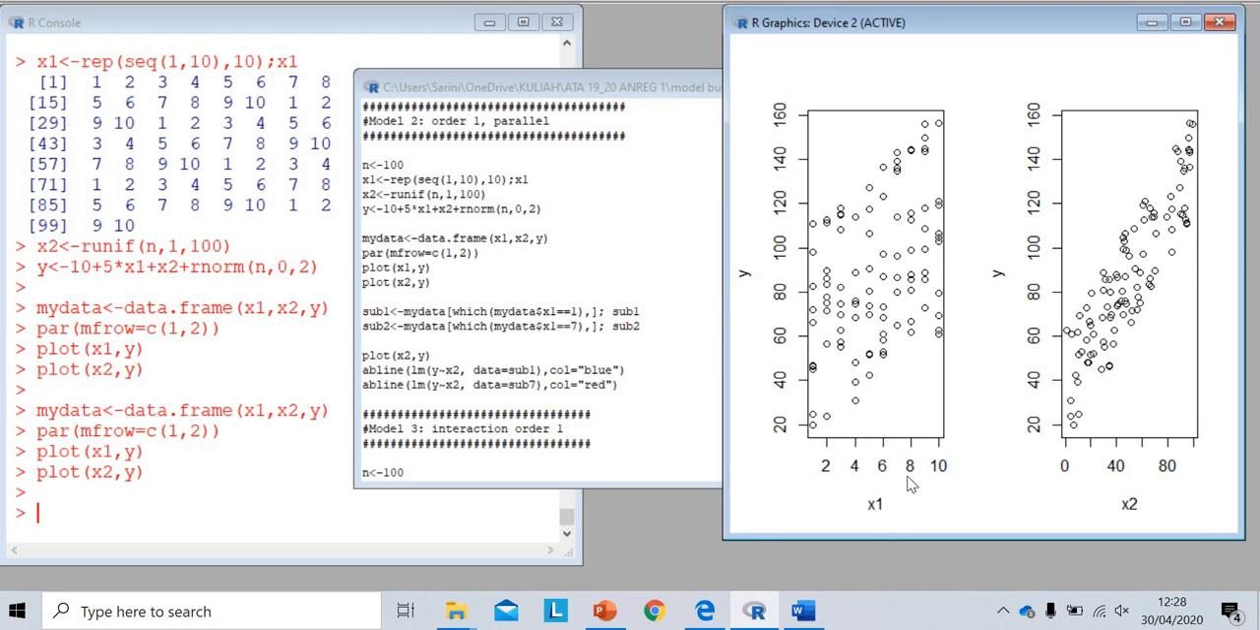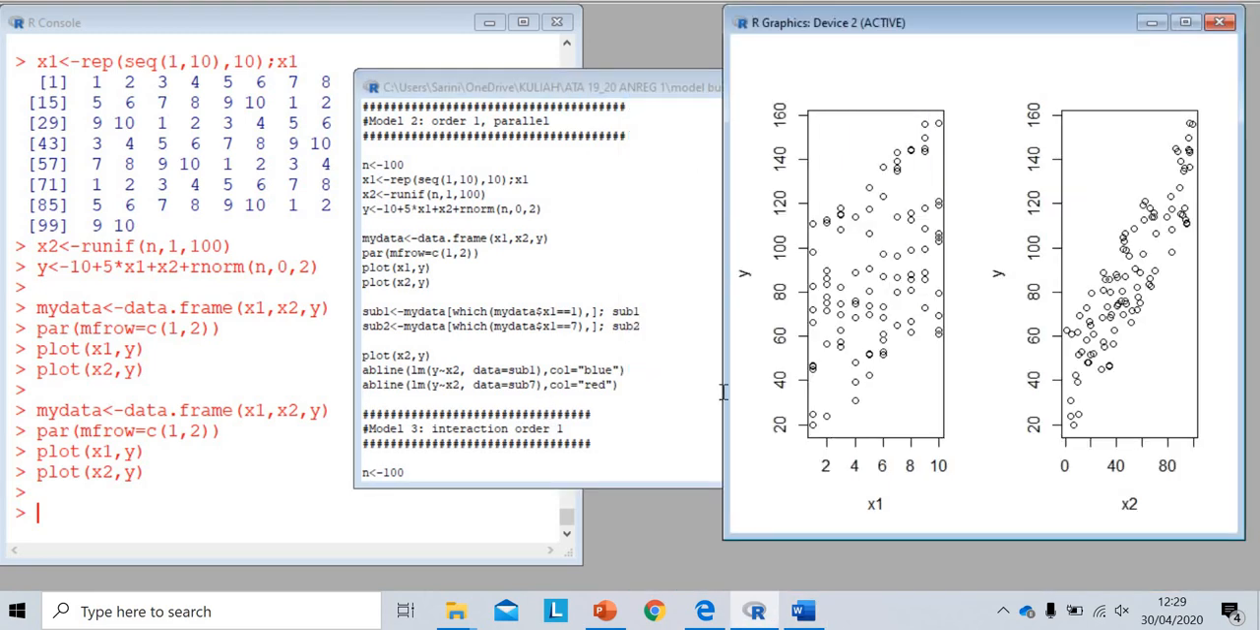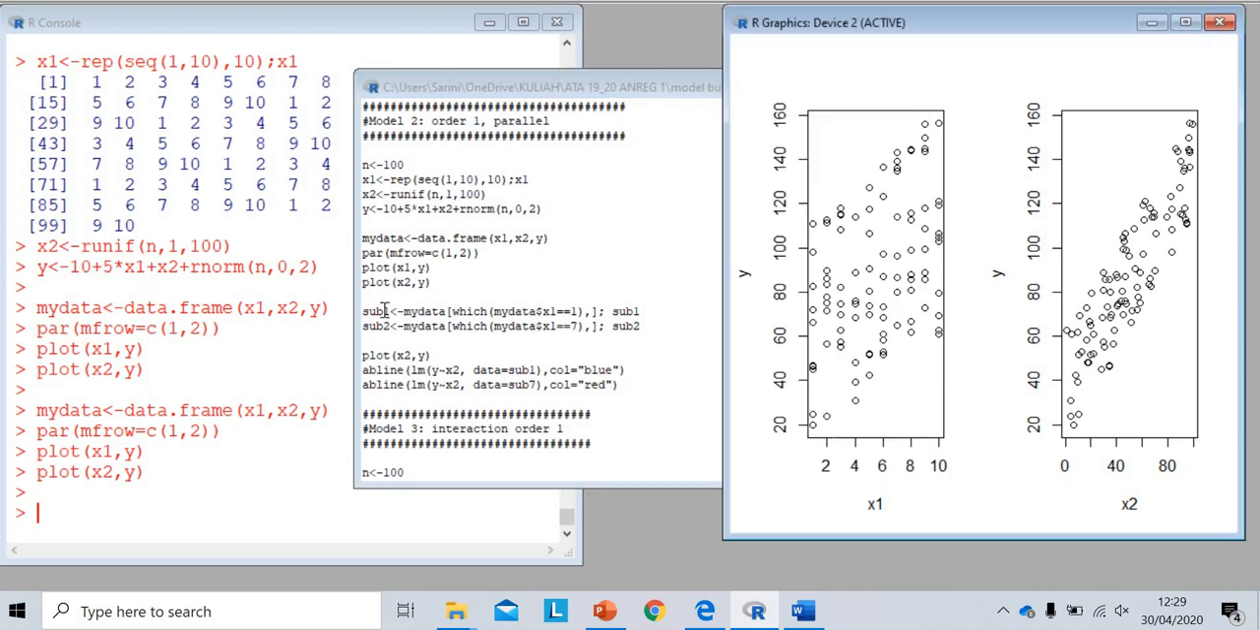In this case, x1 and y seem to have a linear trend, and x2 and y also a linear trend, but here both are positive correlations. So for this model I expect beta 1 and beta 2 to be positive. If you think about whether you need to put in an interaction or not, you might want to see whether the effect of x1 on y depends on the value of x2, or the other way around.